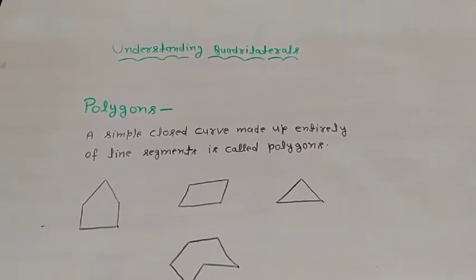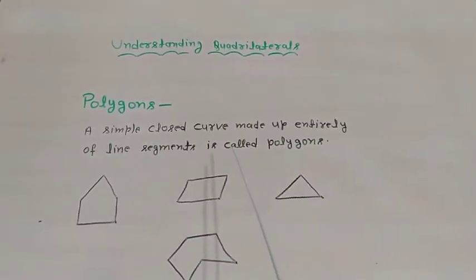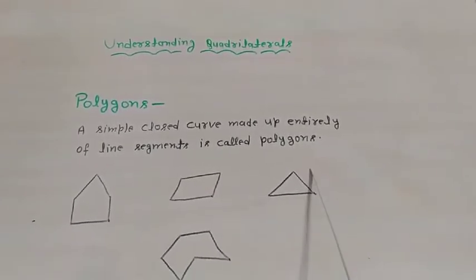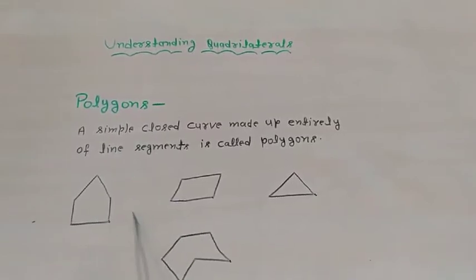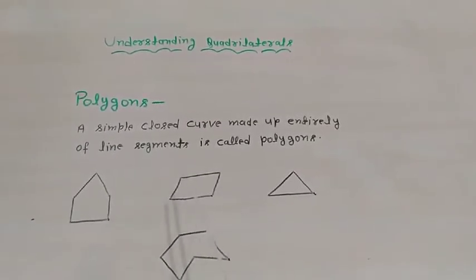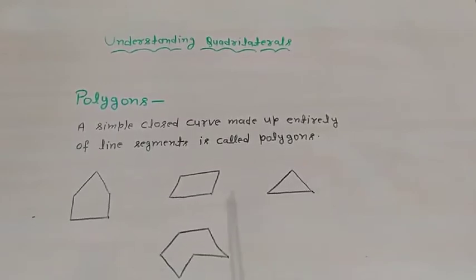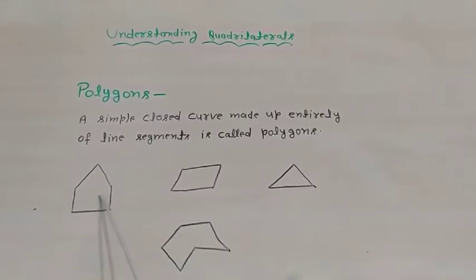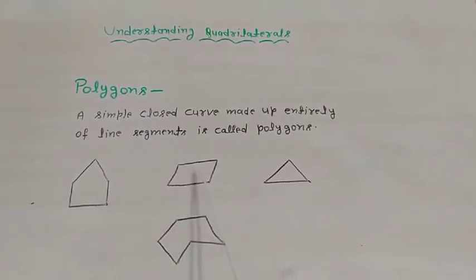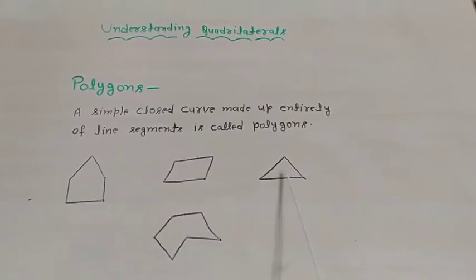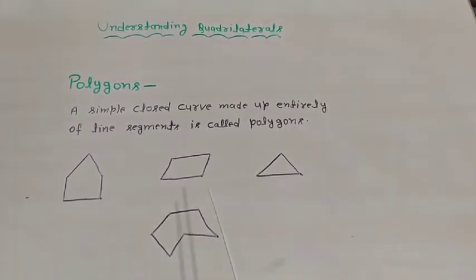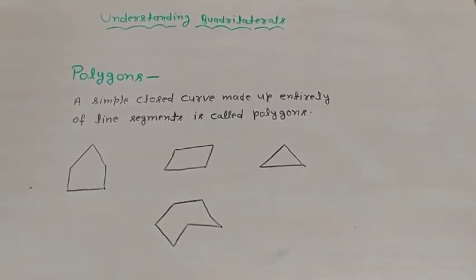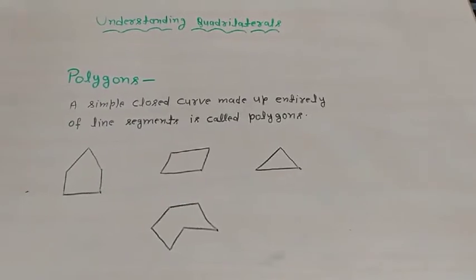Polygons: a simple closed curve made up entirely of line segments is called a polygon. So you can see here this is a simple closed curve made by line segments. This is a simple closed curve made by line segments. This is also a simple closed curve made by line segments. So this is a polygon.